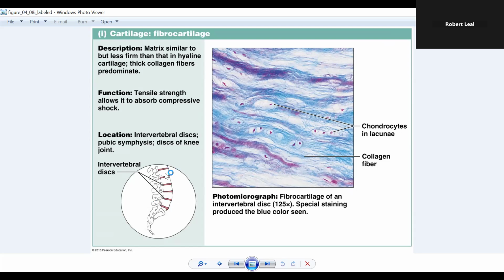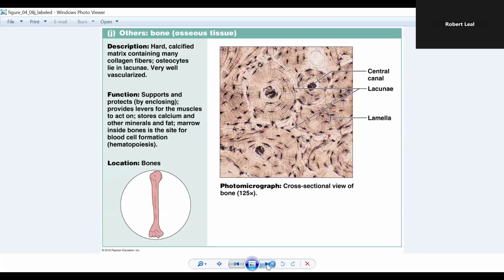Another area you find fibrocartilage is within the knee to absorb compression, and also between your what we call coxal bones that you know as your kind of your hip bones. In the front is a padding called the pubic symphysis, which is also this type cartilage, fibrocartilage. All right, bone. Bone also falls under connective tissue.